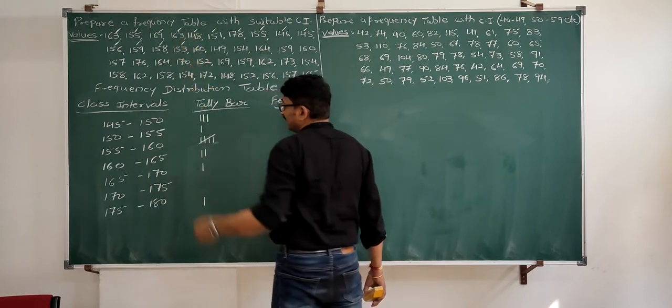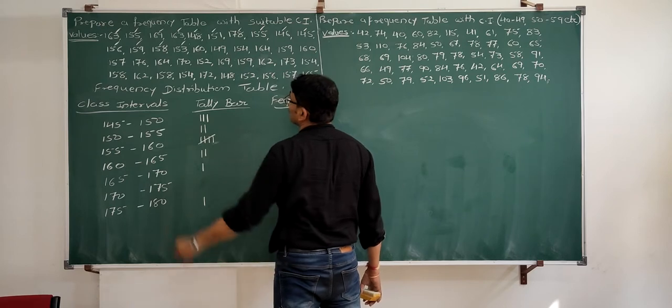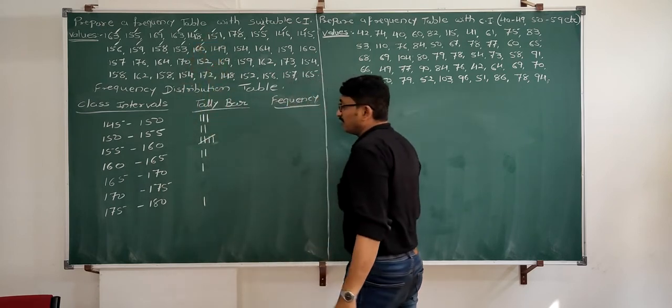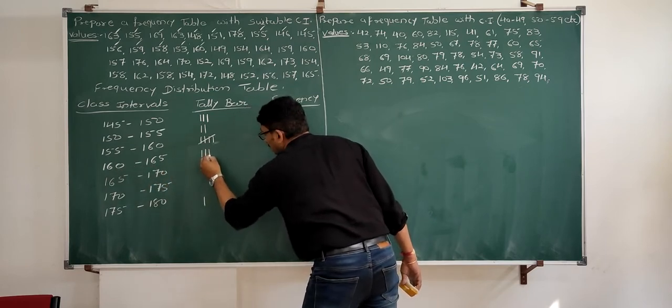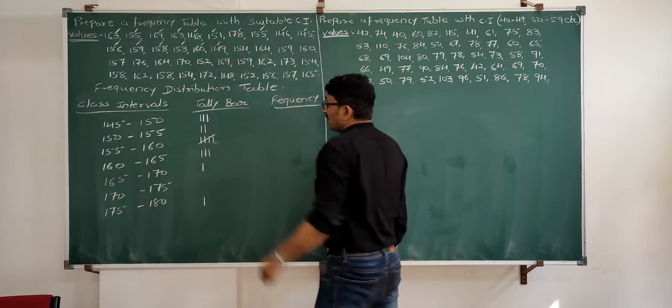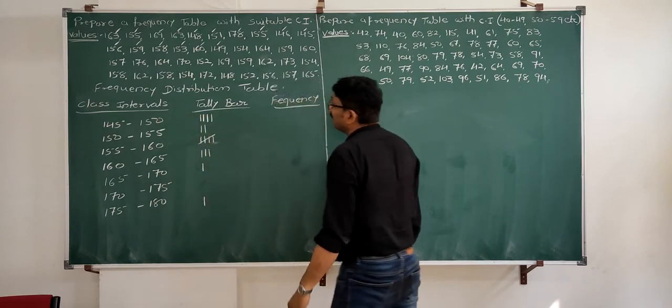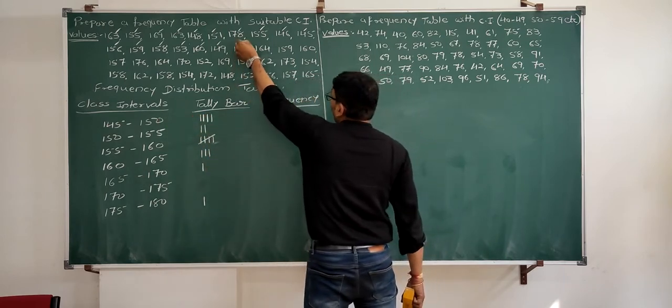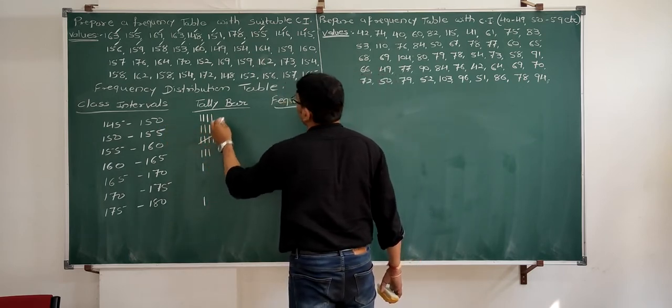Next is 153. 153 comes under 150 to 155. 160. Where do you take 160? Again it is in a fresh class, that is 160 to 165. 149. 149 comes under 145 to 150. 154. 154 comes under 150 to 155.